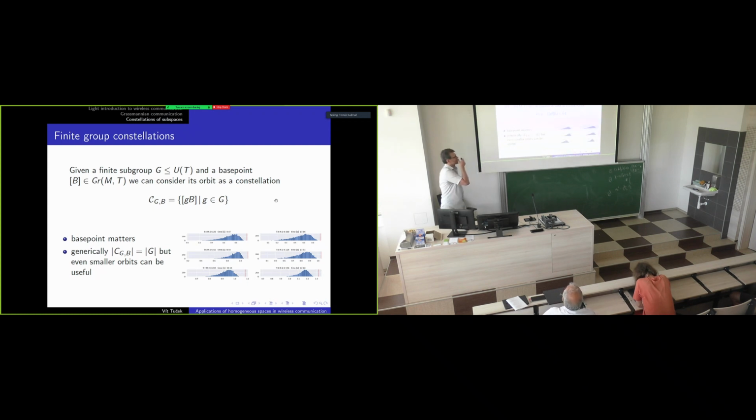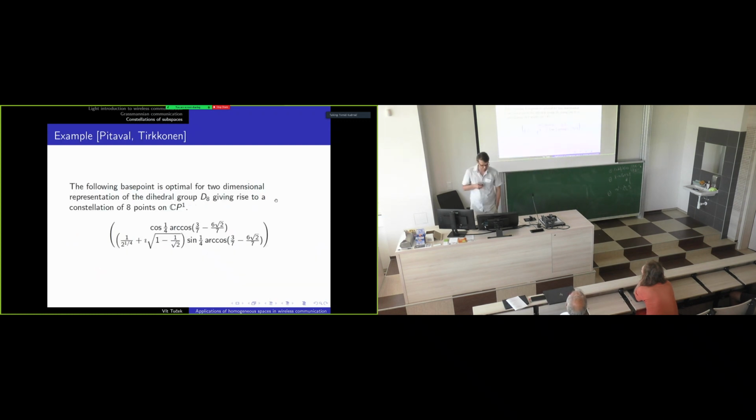Okay, so finally the last part, the representation theory. A very natural idea: you have the Grassmannian, it's a homogeneous space, so you just pick a finite subgroup and a base point, and you look at the orbit of the subgroup, right? Generically you will get an orbit that's as big as your group, but the base point actually matters a lot. Here you can see the histograms of the minimal pairwise distance for random base points. A lot of them are quite bad, but when you do some optimization, you improve quite a lot. So the question is, how do you actually pick a base point?